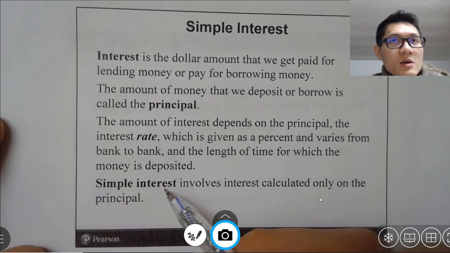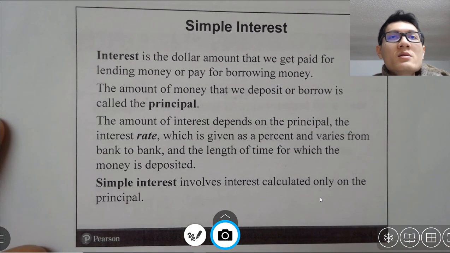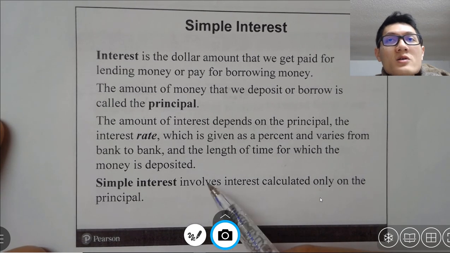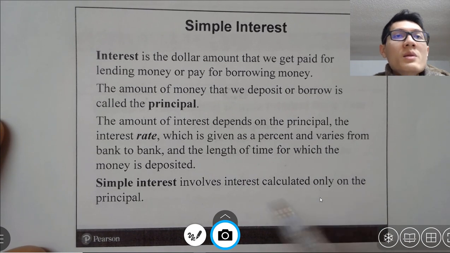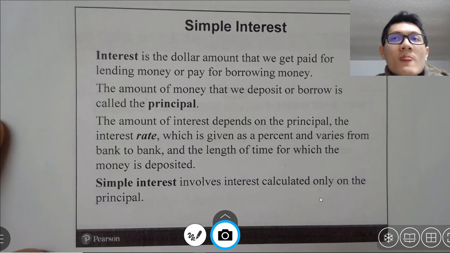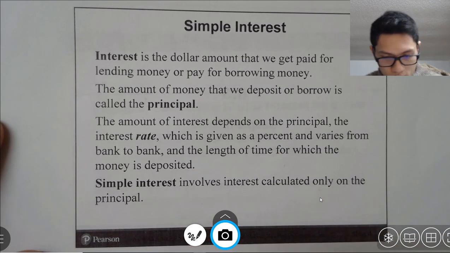Simple interest is a formula, a way to find the amount of money for that principal or deposit money, and it only involves the interest calculated only on the principal, so the simple interest is only focusing on the principal amount of money.